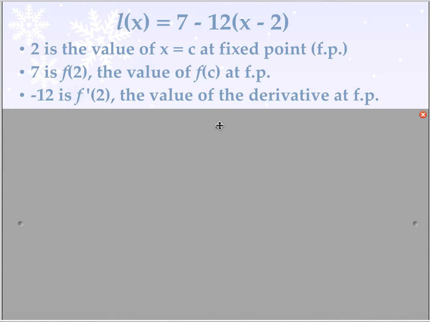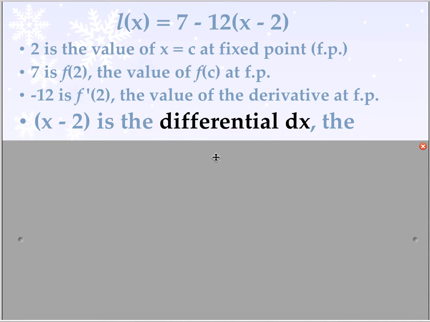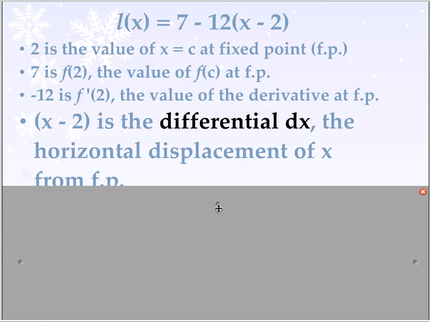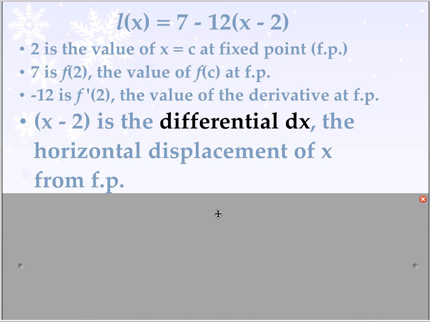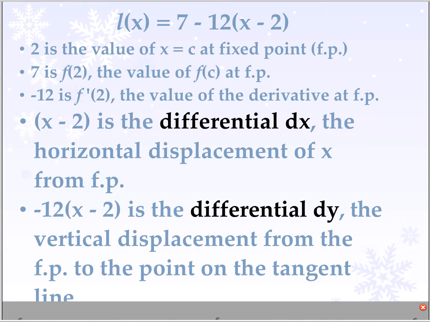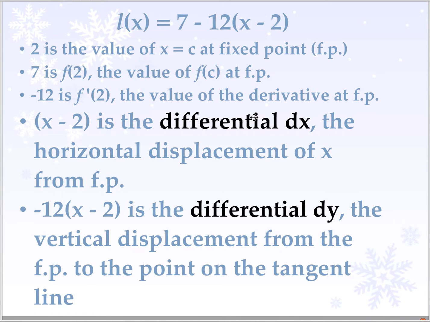The things that are going to come out a little different are these: what does that x minus 2 mean? That x minus 2 is what we call the differential dx. That is our change in x along the tangent line. So the differential dx is the horizontal displacement of x from the fixed point. And then negative 12 times (x minus 2) is the differential dy. That's the vertical displacement from the fixed point to the point on the tangent line. One thing: dx and delta x are always the same, but as I talked about in the picture of the graph, dy and delta y are two different things.